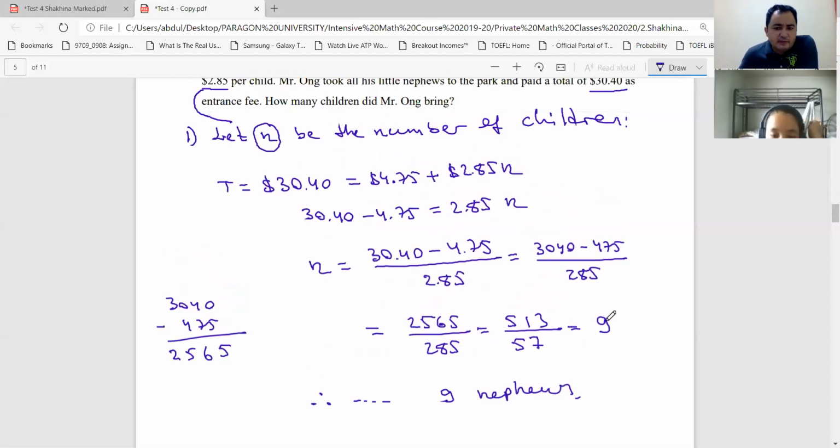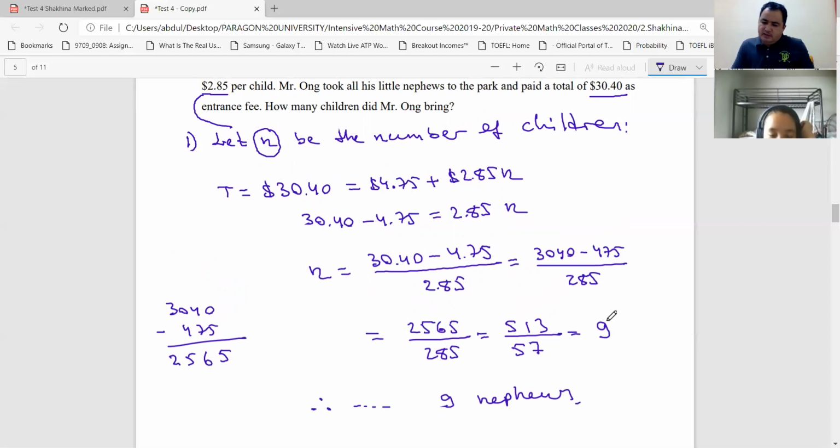Because here, Shahina, our purpose is not only getting the right answer. We are learning algebra, how to solve problems using algebra. So first you have to introduce the variable. Let n represent the number of Mr. Ong's nephews. Then the total fee will be for one adult, he pays this much. For n children, he pays this much. And the total is 30.40. Then you solve the equation.